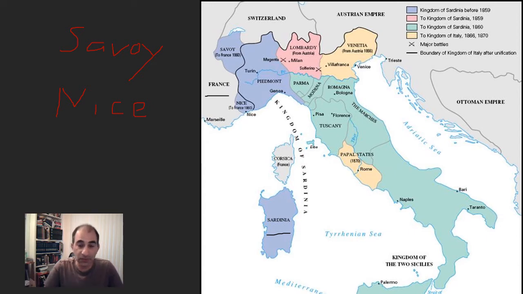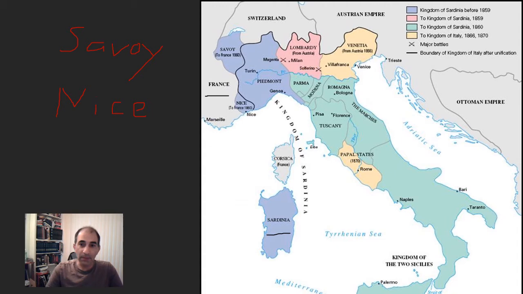And that was the agreement that was made. Nice and Savoy, around 1860, go to France. And then Napoleon helps Piedmont not get everything, but just get Lombardy. So he helps him get Lombardy. So this is the process, right? This is how the unification begins. And so now they give up a little bit, they get Lombardy, it's got a lot of Italians there, and for the kingdom of Piedmont, the momentum starts to get going.